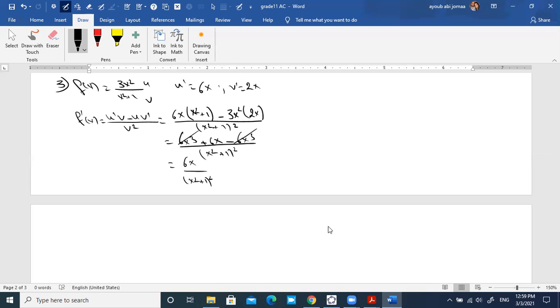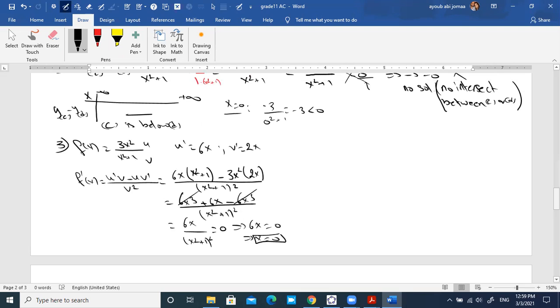Okay, this is the derivative. Put it equal to 0. Then 6x equals 0, then x equals 0. It is in the domain, we want it. Do you have any question till now? Derivative put it equal 0 has become a simple thing. No? Does anyone have a comment on it?